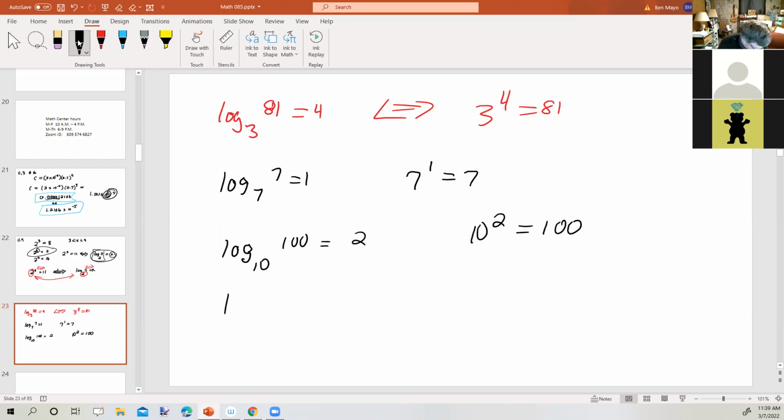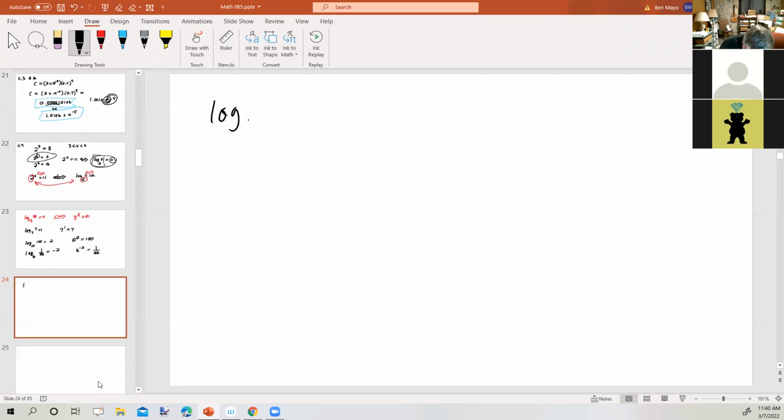All right, how about this one? Log base 6 of 1/36 equals -2. 6 to the -2 power equals 1 over 36. Log base 8 of the cube root of 8 equals 1/3. 8 to the 1/3 power equals the cube root of 8. Isn't that true? A 3 as an index on a radical would be a 1/3 as an exponent in exponential form. Okay.